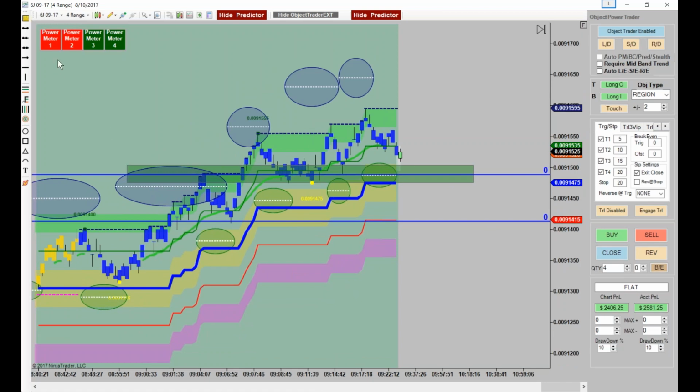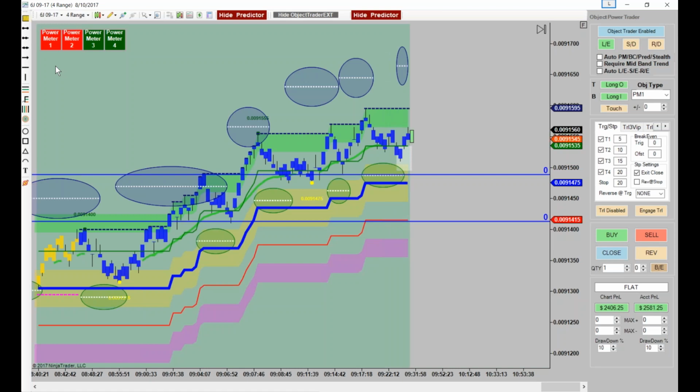All right. But see how you have opportunity after opportunity? You know, with your power meter red, you could actually take a green power meter. You could take a predictor trade. You could take a mid-band trade. See what I mean? So let's say, for instance, that you decide to get in on power meter. Let's just see if we get a power meter trade. We'll just do one if we do. No power meter yet.